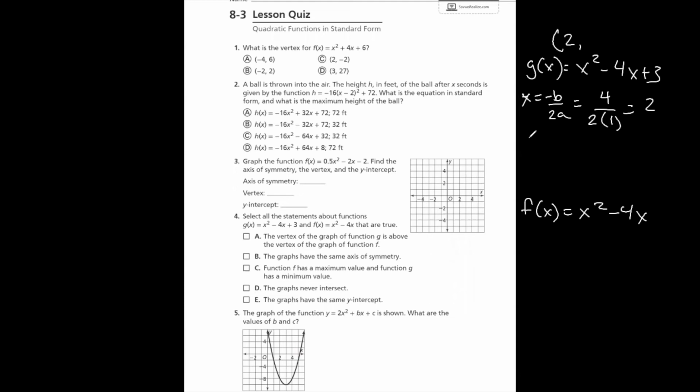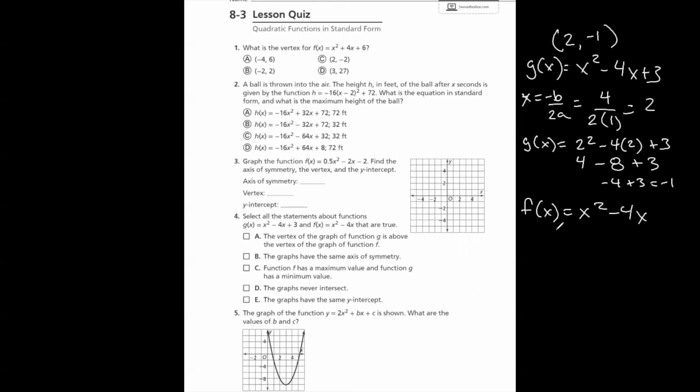And when we plug that into our equation, g of x equals 2 squared minus 4 times 2 plus 3, we'll get 4 minus 8 plus 3. 4 minus 8 is -4, plus 3 would be -1. So here's our first vertex.